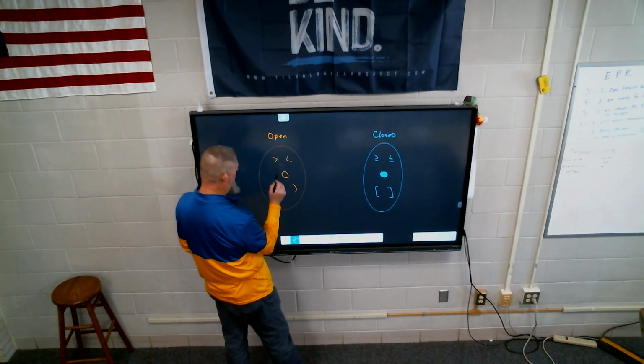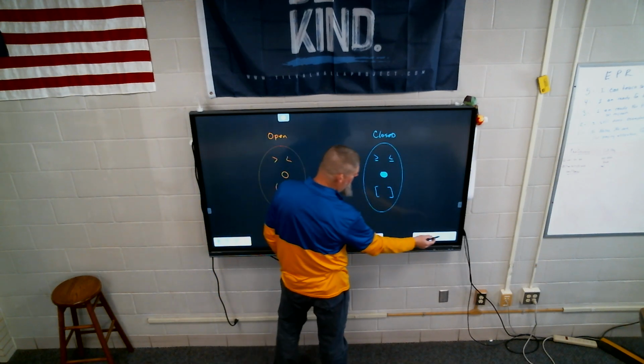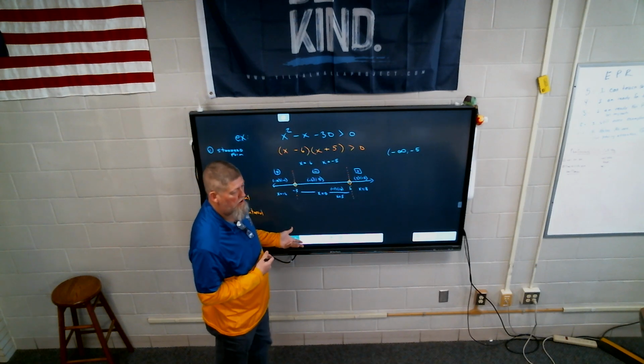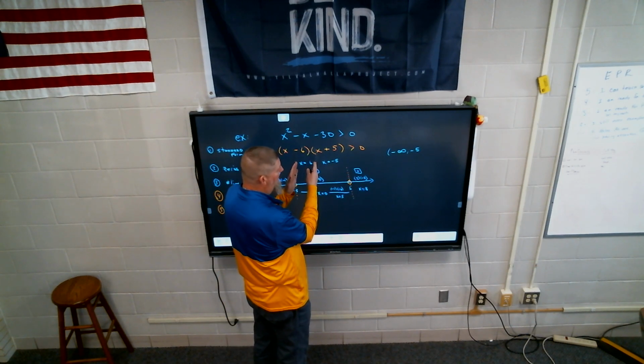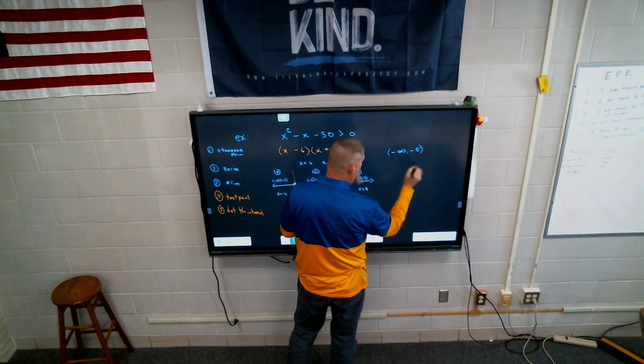If it's a parenthesis, everything's going to be greater than, or if it's a less than. Well, I thought that because it was just going to stop. But the problem is it's not including negative 5. Negative 5 is not part of the answer. If I put negative 5, I equal 0, that's not greater than 0. So it's going to be a parenthesis.